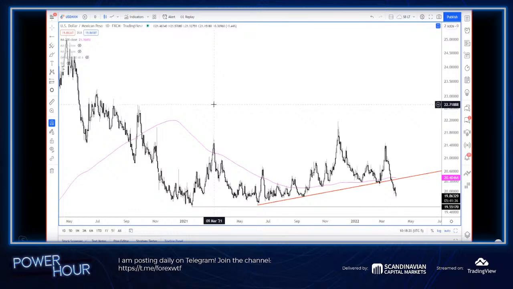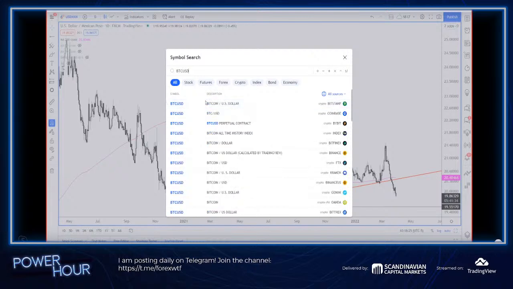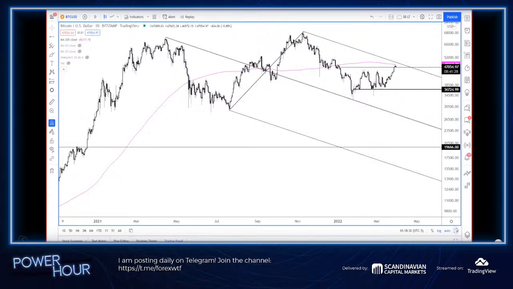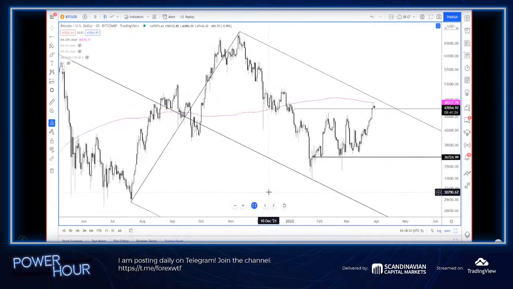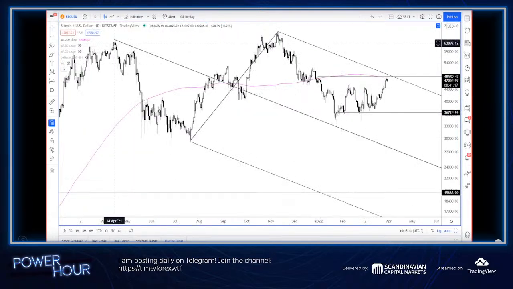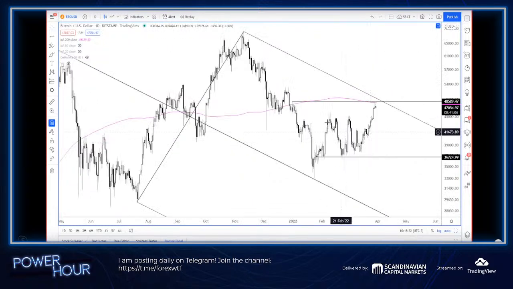All right, let's look at some crypto real fast, and then we'll look at indices. All right, so Bitcoin. So I had thought that maybe we had a triangle going on here, a bearish triangle. That was not to be the case.